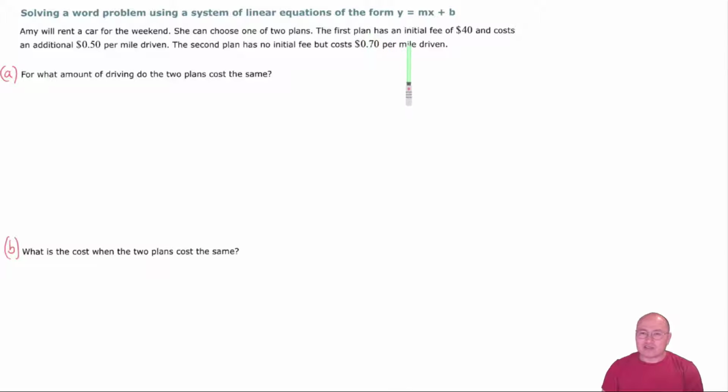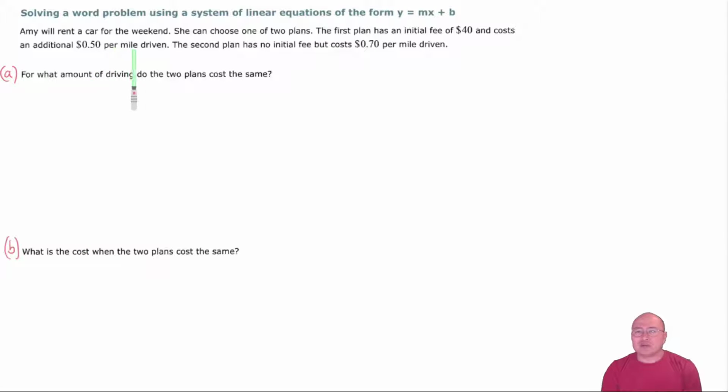The first plan has an initial fee of $40 and costs an additional 50 cents per mile driven. The second plan has no initial fee but costs 70 cents per mile driven. For what amount of driving do the plans cost the same? What is the cost when the two plans cost the same? So these are two separate questions.